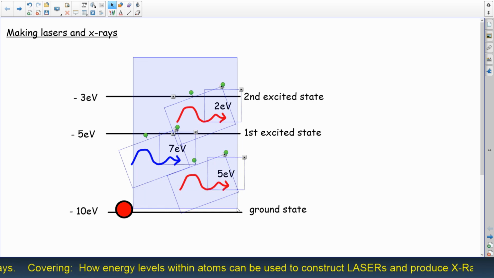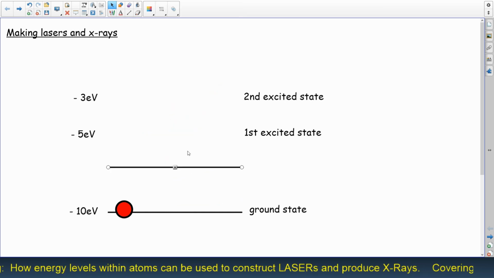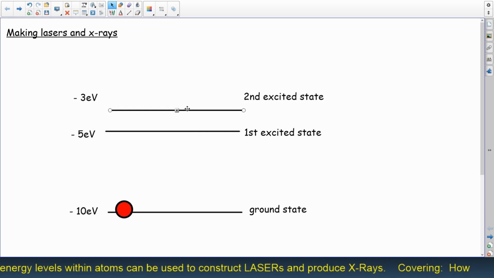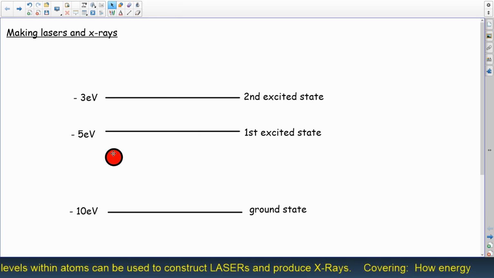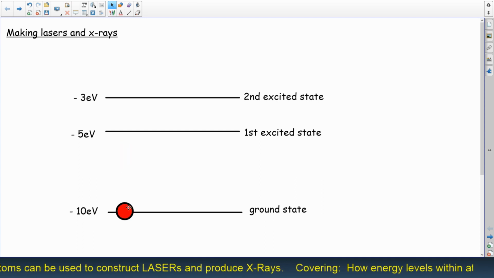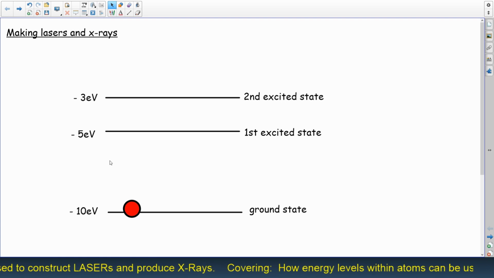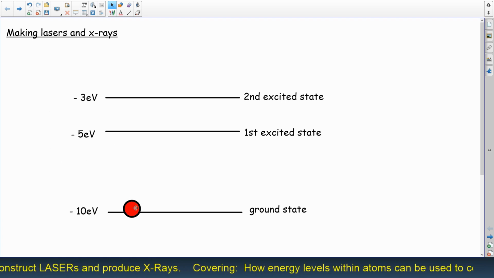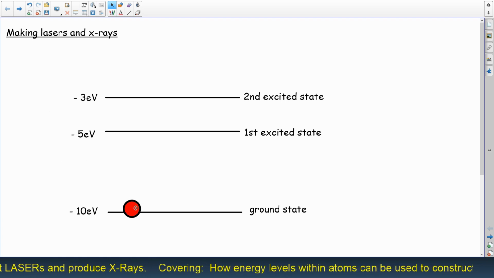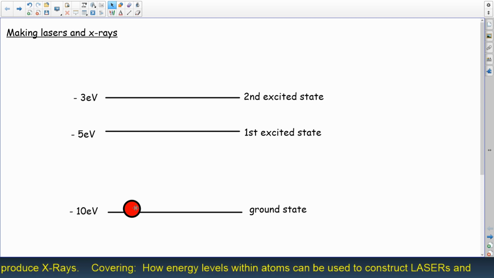One important thing to note, of course, is that it is not possible for our electron to absorb, say, 4 electron volts because it can't jump to here. That's not possible. You can either jump the full way to an energy level or not at all. So in the case of, say, a 6 eV photon coming here, it simply wouldn't be absorbed by the electron. It would not be possible for the electron to absorb that.